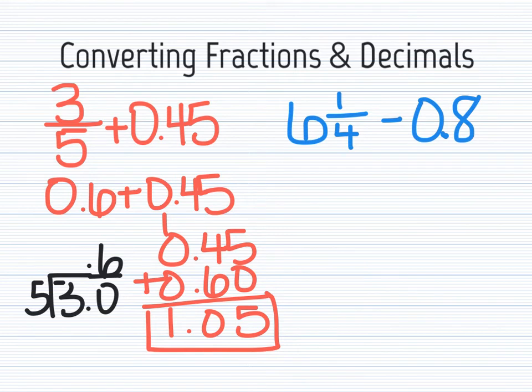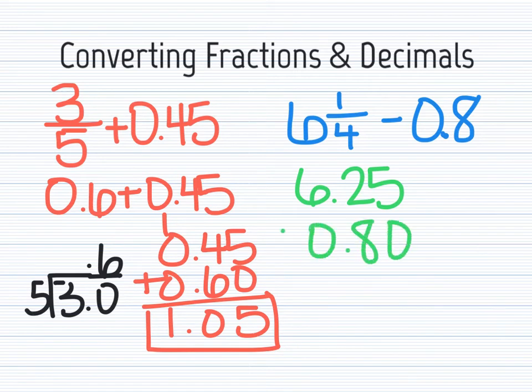The same thing goes on my second problem. I have 6 1/4 minus 0.8 or 8/10. Again, I know 1/4 as a decimal, so I may just take the time and rewrite that as 6.25 because 1/4 is 0.25. Then I can line up my decimals and subtract.